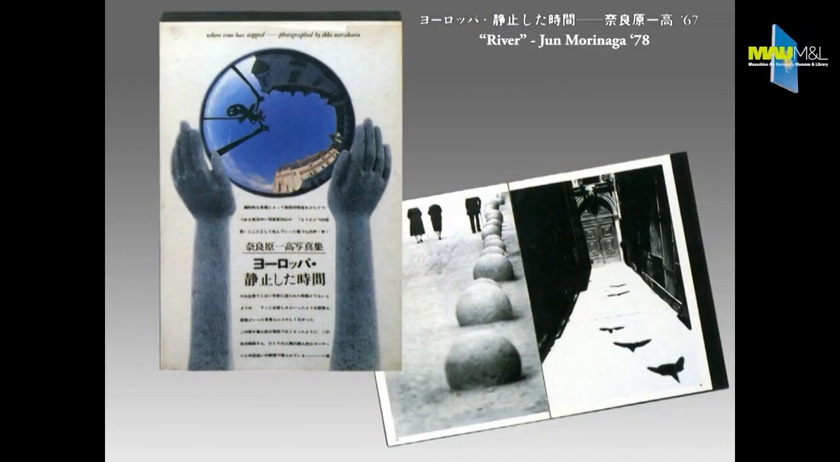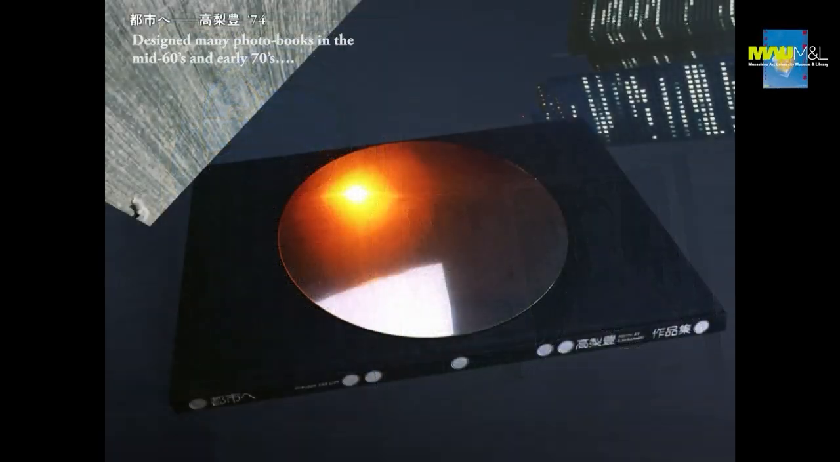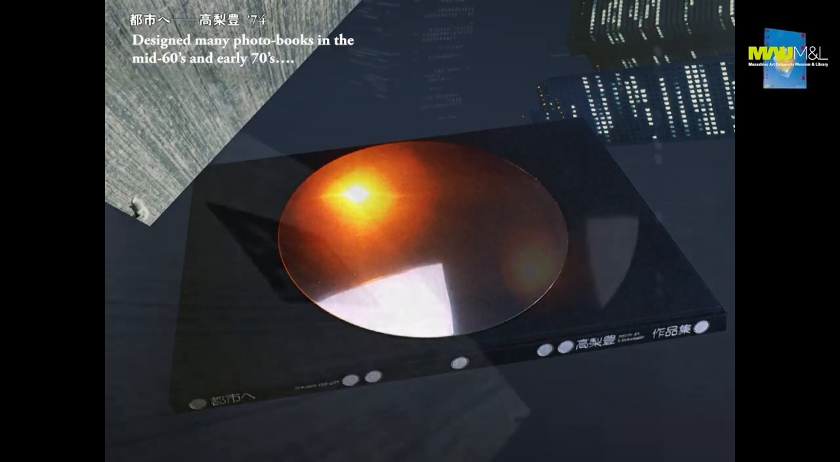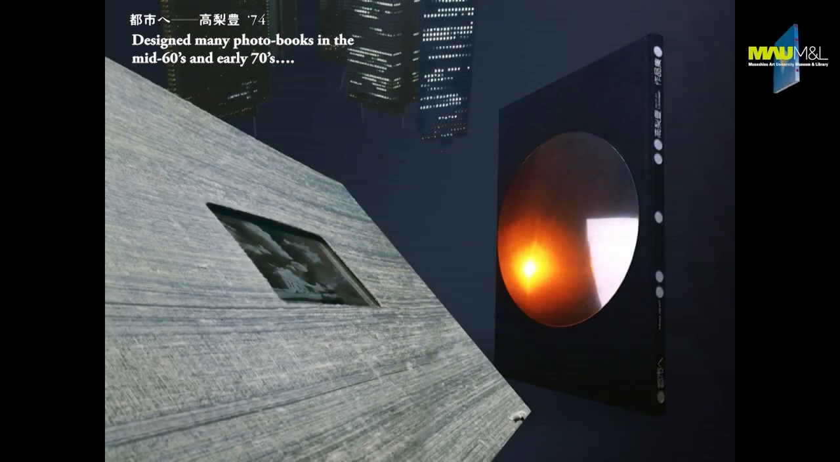Next is the design of Jun Morinaga's book River. This way, I created many photo books. My initial photo book designs are focused in the 60s and the 70s. And at the end of the 70s, I designed photo books which had the theme as Asia. For example, many photo books of Hiroshi Suga and others were created.